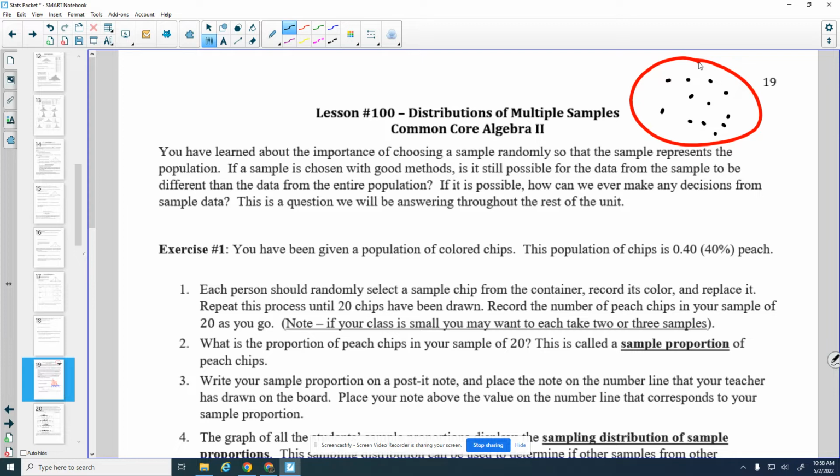So we have to come up with a way. It's not like we can say, well, that means we can never use samples. We have to come up with a way where we can still make decisions, even in the face of uncertainty about if our sample is perfect for the population.